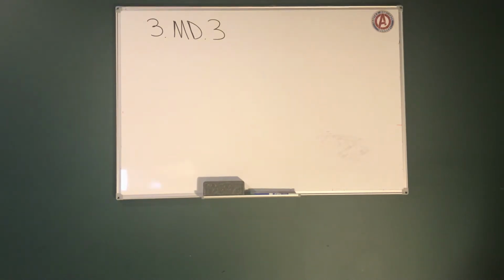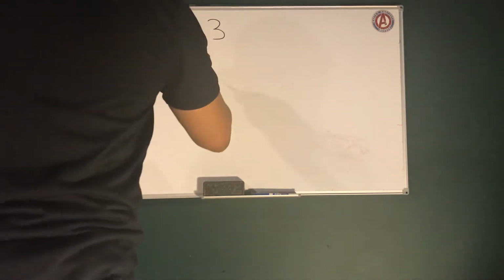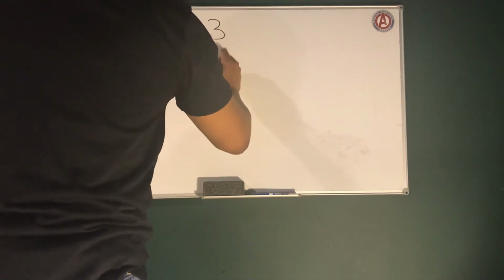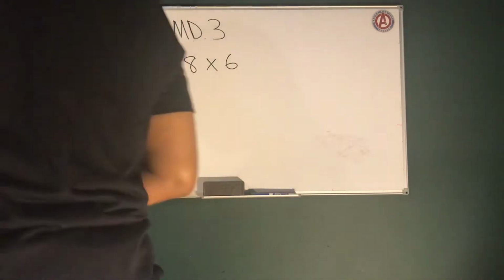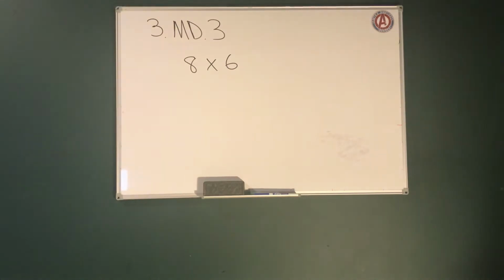So, one way we can solve this problem is by using an array. We have 8 rows with 6 in each row. Let's draw that array. So we're going to have 8 by 6. So 8 rows, 6 columns.